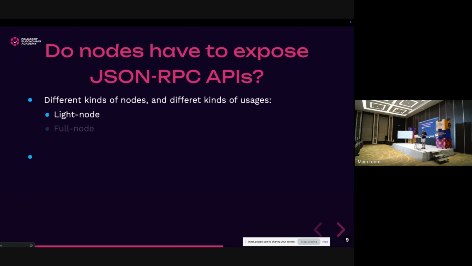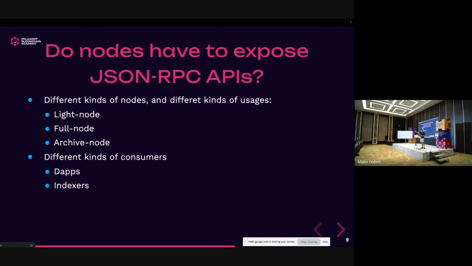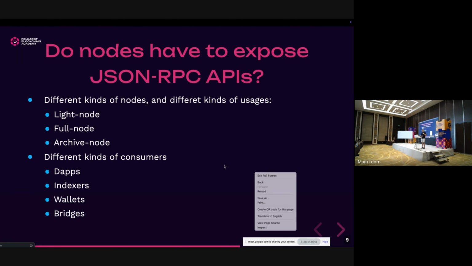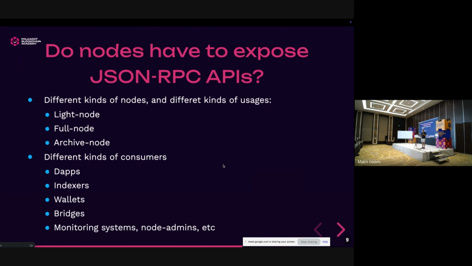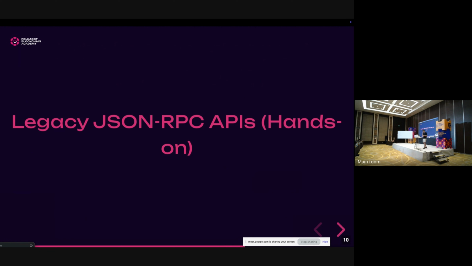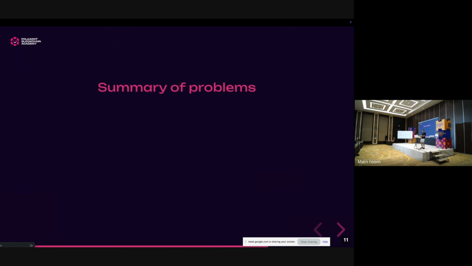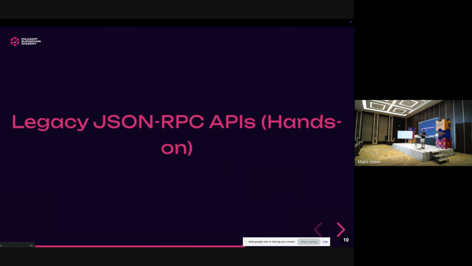Okay, so we talked about this, and then different kinds of consumers, right? There are dApps, there are indexers, as she pointed out, there are wallets, and these different consumers have different needs. Bridges, by the way, monitoring systems, what we just discussed. Okay, so hands-on. Let's see if you wake up now. Oh no, we have to do hands-on now.